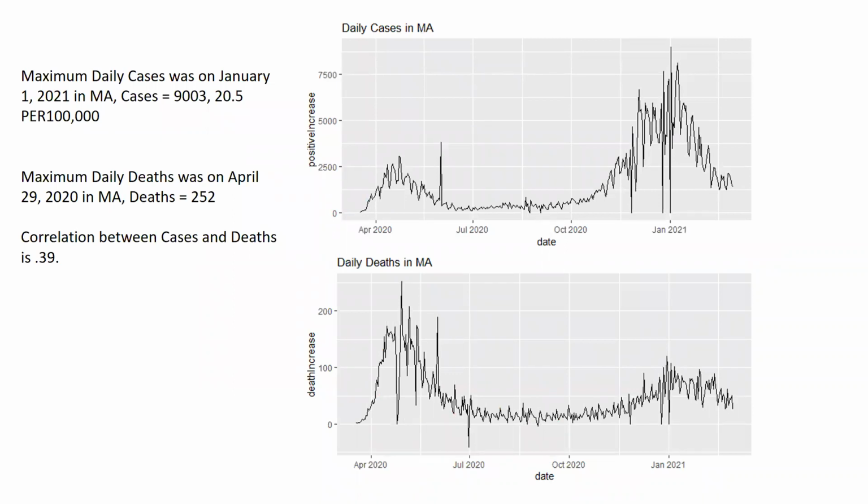This chart compares the trends of daily cases with the daily deaths. The peak periods of the daily cases and the daily deaths are not the same. The higher number of cases was in January 2021, while the higher number of deaths was in April 2020. The correlation between cases and deaths is positive and is about 0.40.